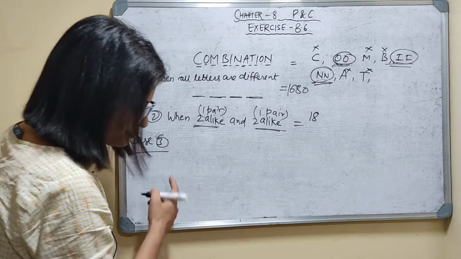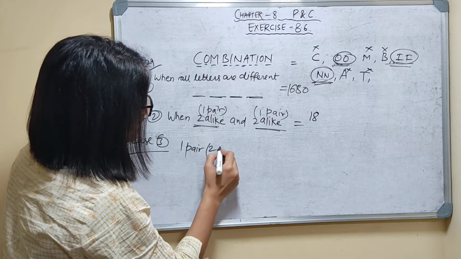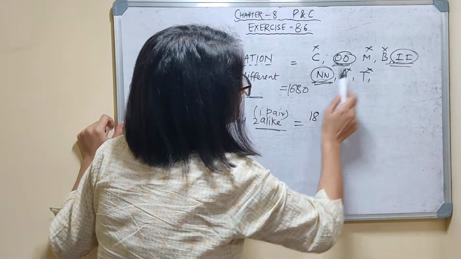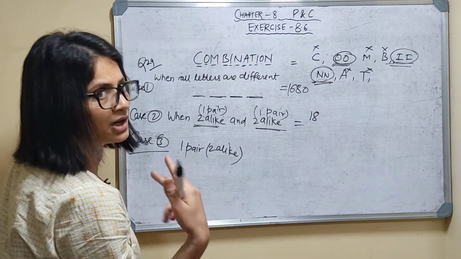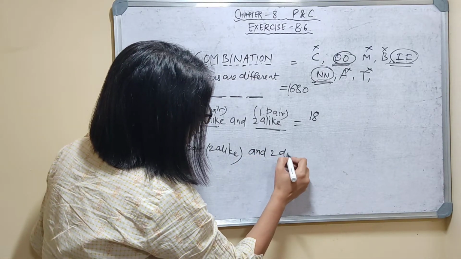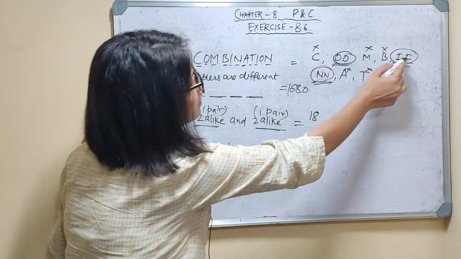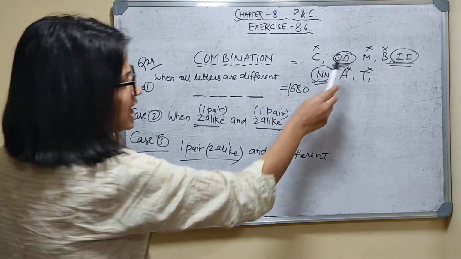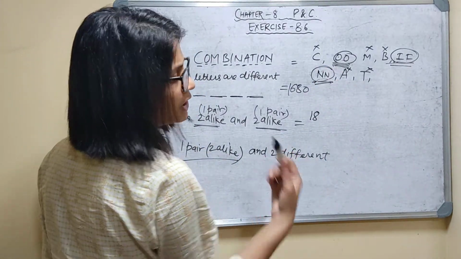When you can take one pair, means two alike. One pair means two alike, means 1, 2, 3. Out of these 3 pairs, I have to take one pair. In one pair, how many are there? 2. So now only the remaining 2 I have to solve. So one pair, 2 alike and 2 different. From these 3 I have to take one, and 2 letters are already filled, so now the remaining 2 I have to take.